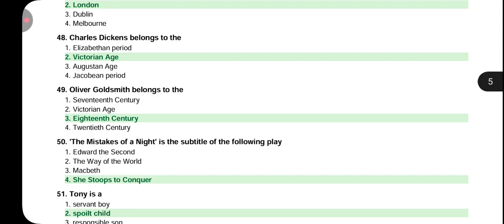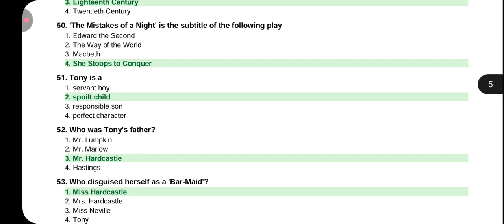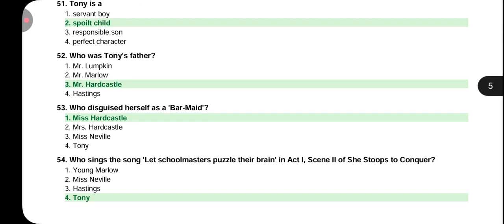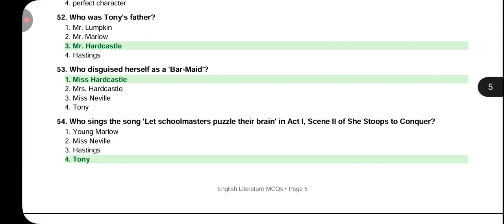48th. Charles Dickens belongs to the Victorian age. 49. Oliver Goldsmith belongs to the 18th century. 50th. The Mistakes of a Night is the subtitle of the following play, She Stoops to Conquer. 51. Tony is a spoilt child. Who was Tony's father? Mr. Hardcastle. 53rd question. Who disguised herself as a barmaid?